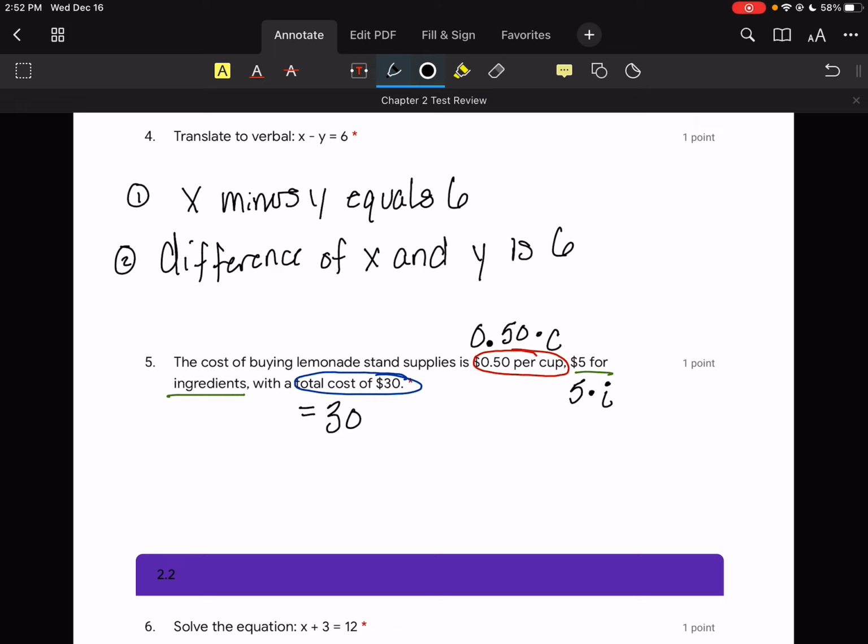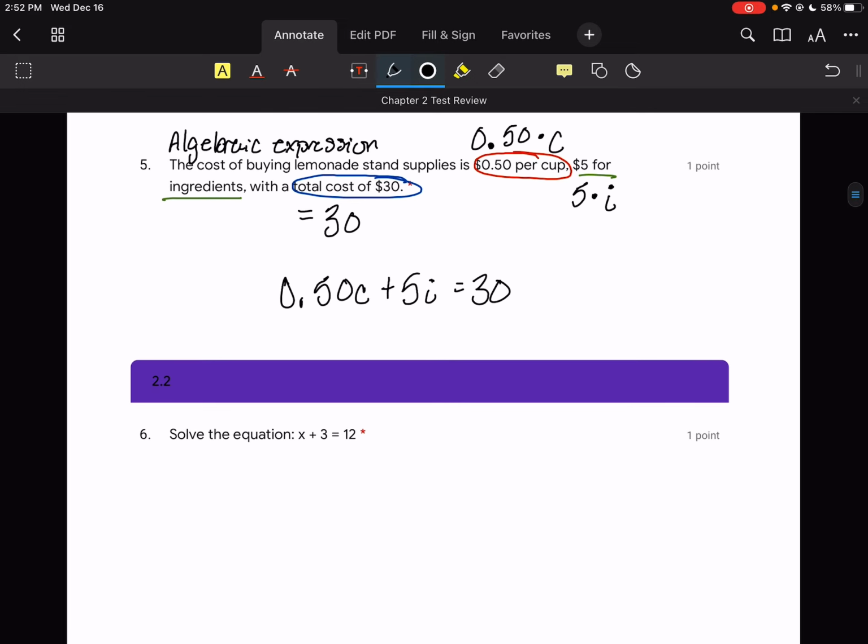So when I write this as a full algebraic expression, it's going to be 0.50C plus, because when I go to the cash register, I'm adding all of this stuff together to get my total, 5I is equal to 30. And I don't know how many cups I'm buying or how many ingredients, so I can't actually solve for anything. I'm just writing that expression.